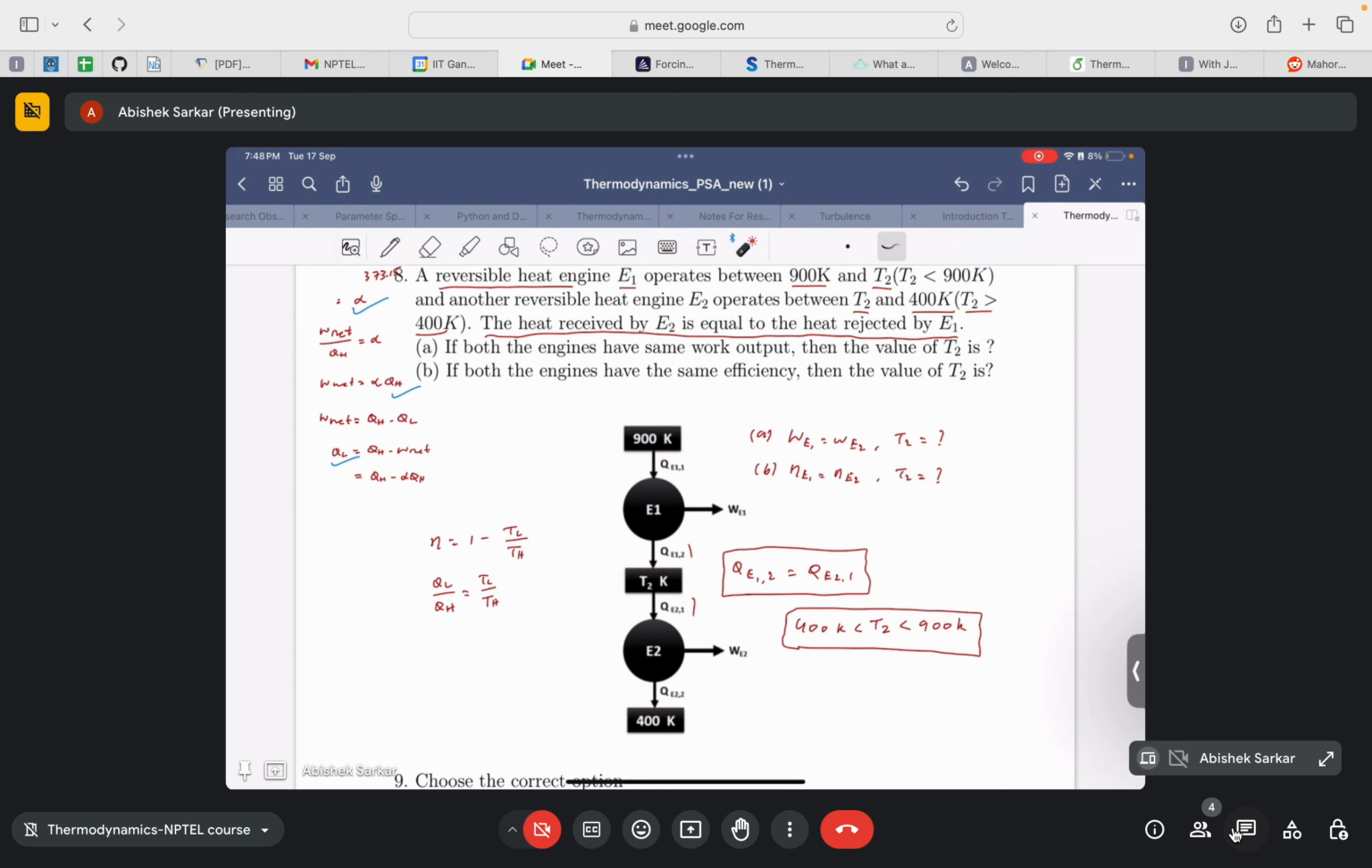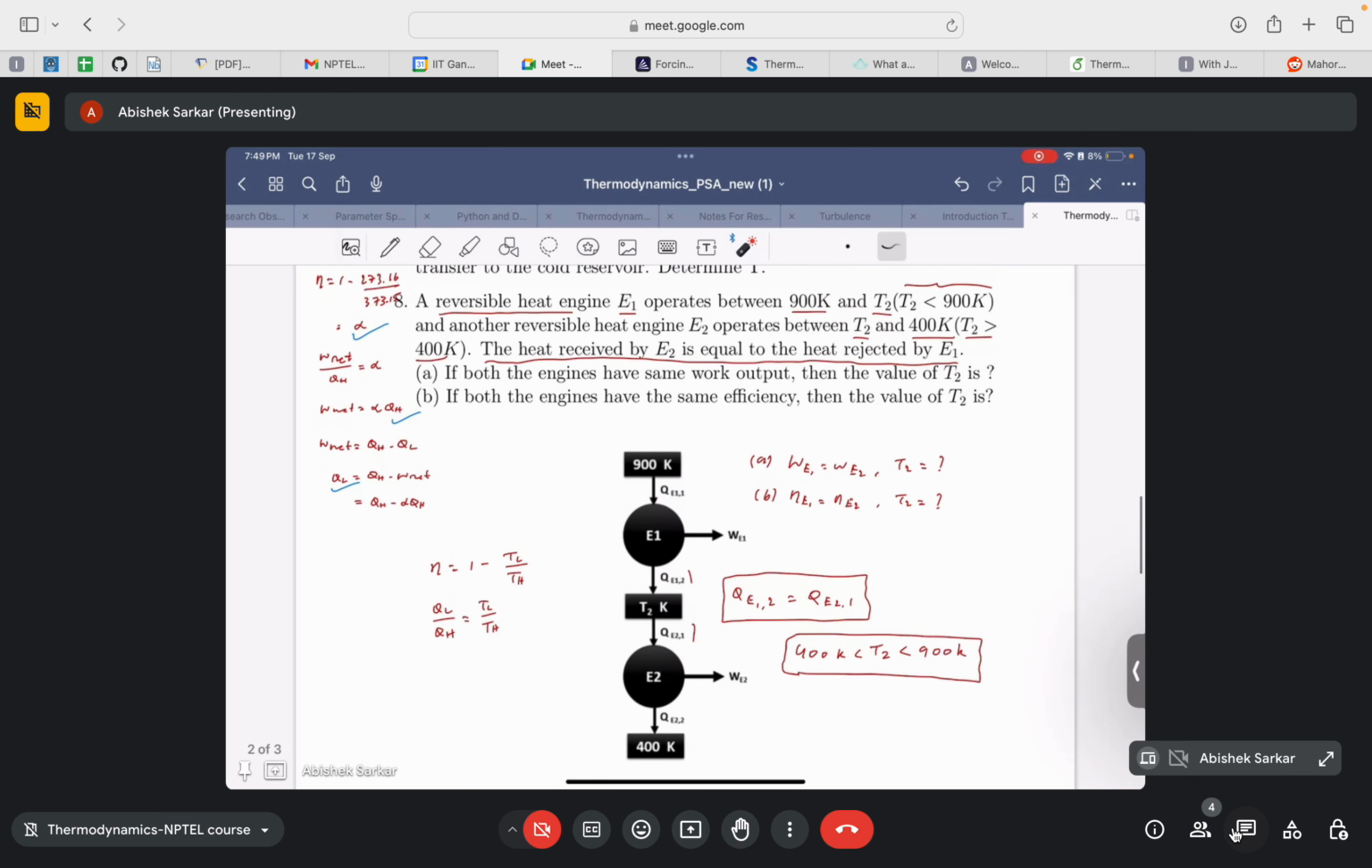And both these engines have respective heat interactions and work output given by WE1 and WE2 respectively. So you need to find the temperature value for WE1 equal to WE2, where the work output from both the engines are the same. Second, you need to find the temperature T2 for the case where the efficiency of both the heat engines are the same. Okay, so let me try to give you some hints. Maybe it will be helpful.